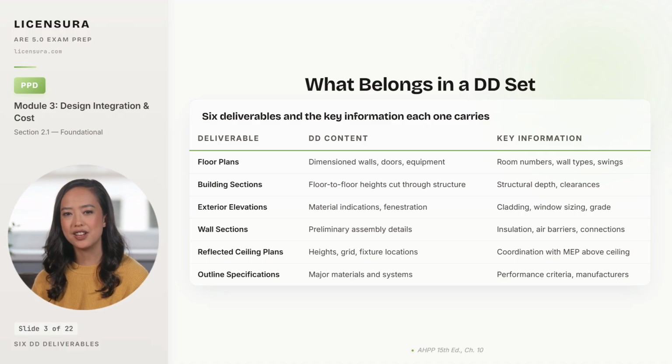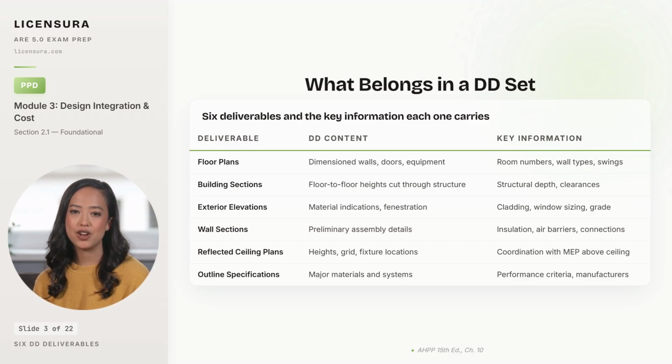Floor plans become dimensioned layouts showing walls, doors, and major equipment with room numbers assigned, wall types identified, and door swings indicated. Building sections cut through the actual structure, showing floor-to-floor heights, structural depths, ceiling heights, and the clearances that matter to occupancy and code. Exterior elevations move from massing studies to surfaces with real material indications, fenestration patterns that match the actual window schedule, cladding types, and grade relationships that respond to the site.